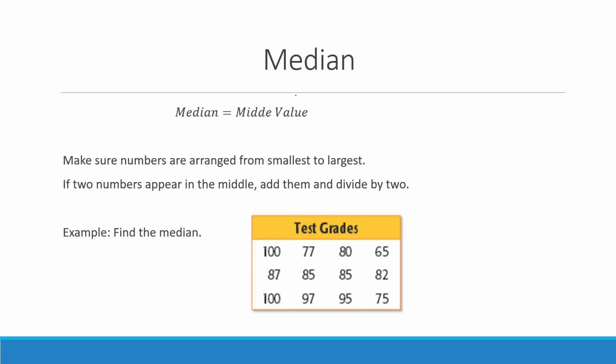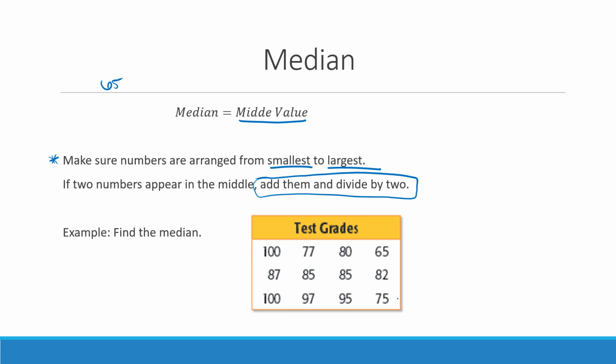Now your median is another measure of central tendency. Median is your middle value. Make sure that your numbers are arranged from smallest to largest. So that's important to start off with. If two numbers appear in the middle, you want to add them and divide by 2. So, for example, with this one, we want to put them in order from least to greatest. So I'm going to do it up here.